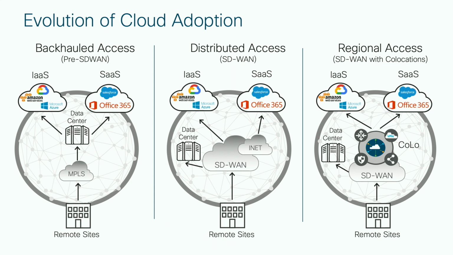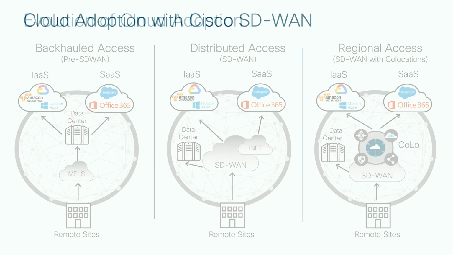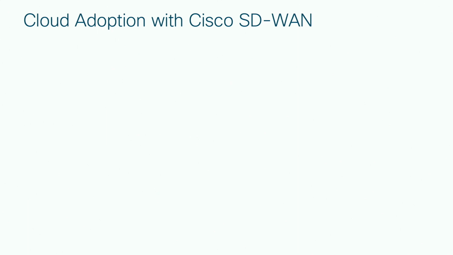So this is a sort of a complementary notion to the way that the cloud adoption was done with just a pure SD-WAN approach. Right. Okay, so that's kind of to set the stage: before SD-WAN, during SD-WAN, and SD-WAN with CoLocations.